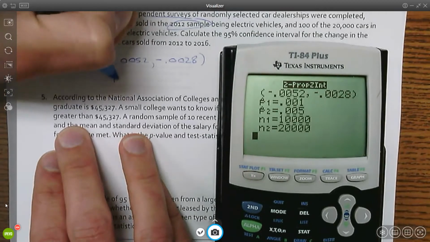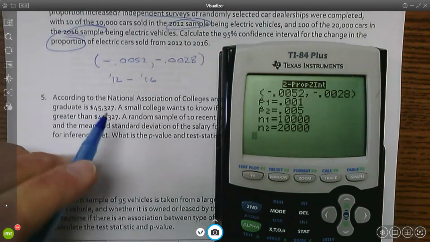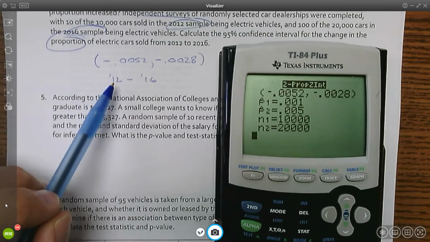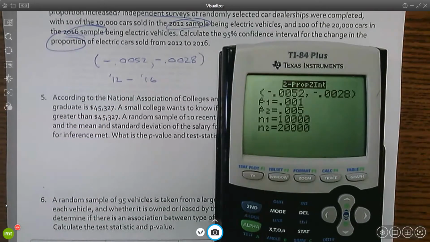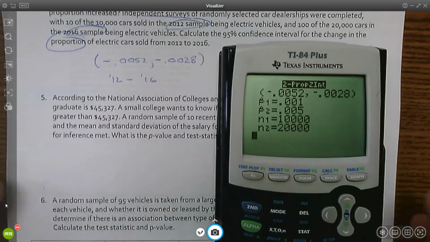And I did 2012 minus 2016. So make that clear in your plan step or your state step, the way you're doing the subtraction. Make sure you plug it in the calculator accordingly. Otherwise, it's going to be backwards.